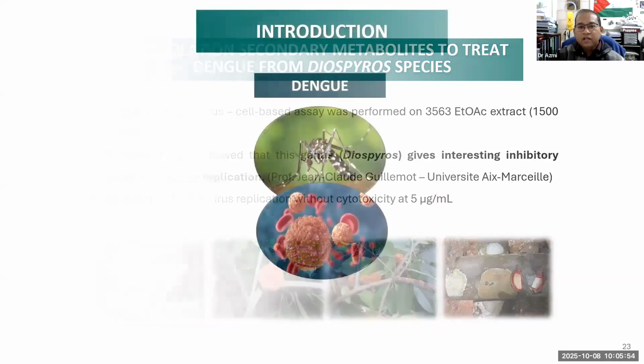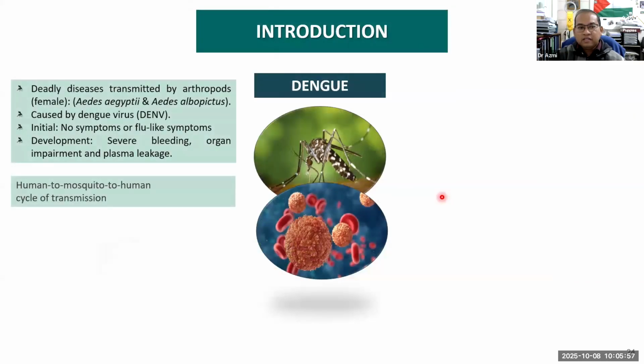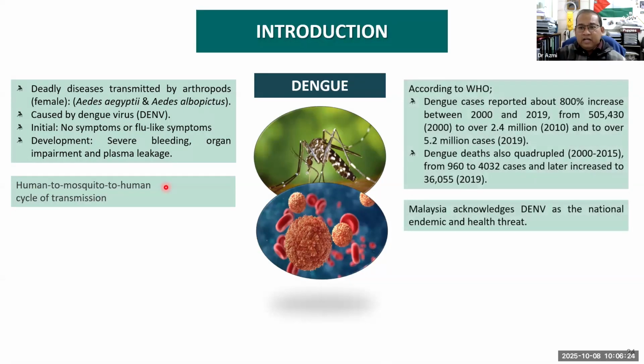As an introduction, dengue is a disease transmitted by arthropods, Aedes aegypti and Aedes albopictus, caused by the dengue virus. Sometimes there are no symptoms, sometimes flu-like symptoms. As the disease develops, there can be severe bleeding, organ impairment, and plasma leakage. The disease is a cyclic transmission from human to mosquito to human. According to WHO, around an 800% increase was reported between 2000 and 2019. These are very serious cases, and in Malaysia, our country has acknowledged dengue as a national endemic and health threat.